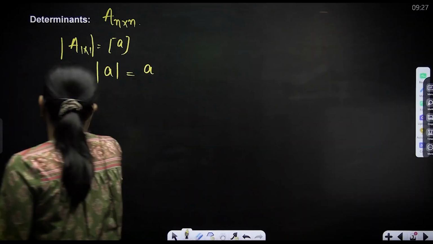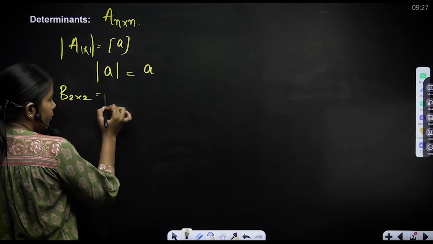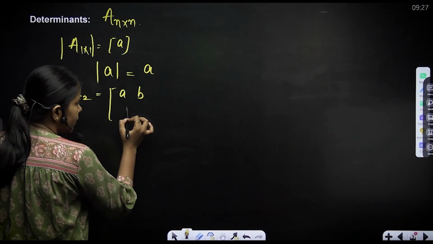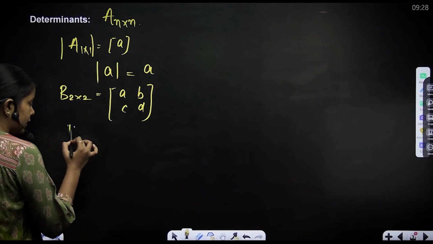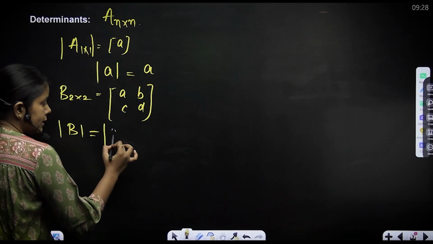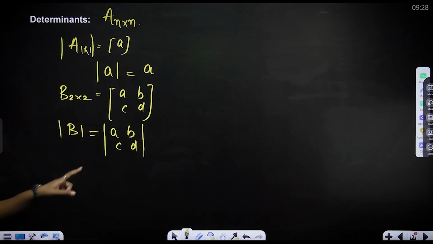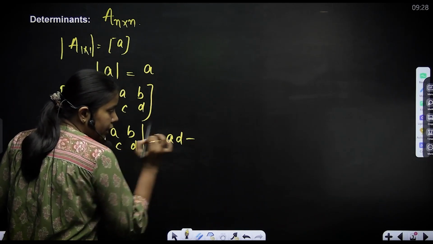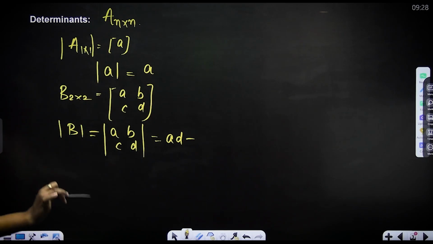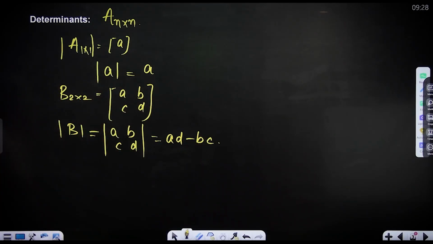Now let's suppose I take a 2 cross 2 matrix. How do I find the determinant of a 2 cross 2 matrix? B is a 2 cross 2 matrix with entries a, b, c, d. Let's suppose I need to find the determinant of this matrix. I use two single lines and represent a, b, c, d. Now, how do I find this determinant? I use cross multiplication. A gets multiplied with D, and we use a subtraction sign in between. A gets multiplied with D and B gets multiplied with C. So AD minus BC is my determinant.